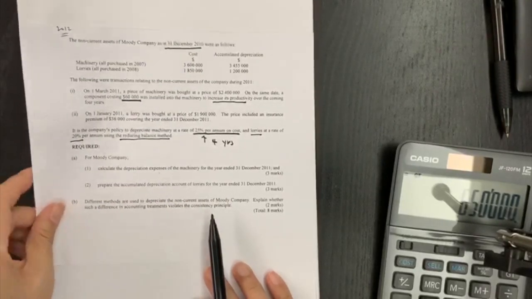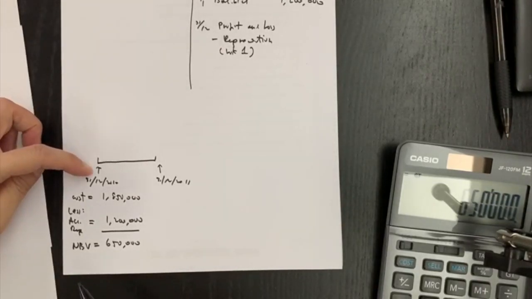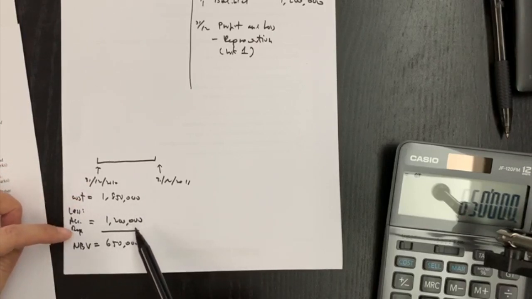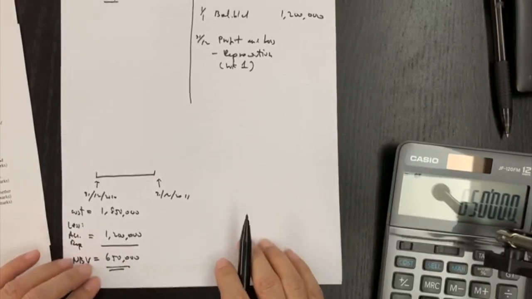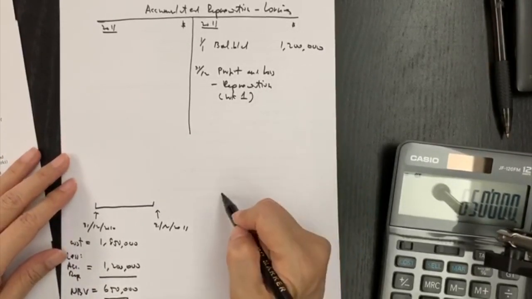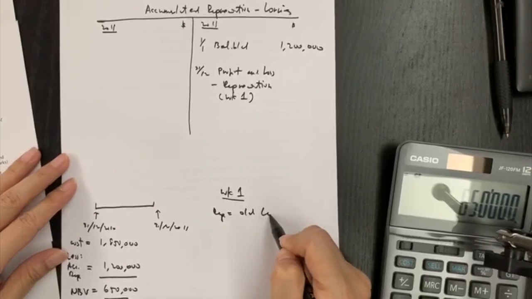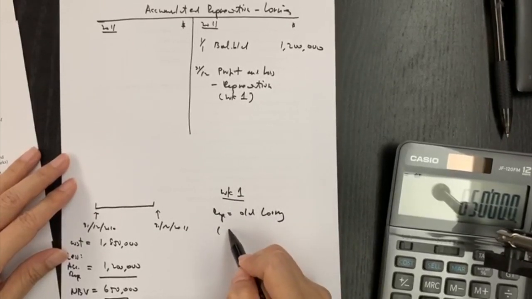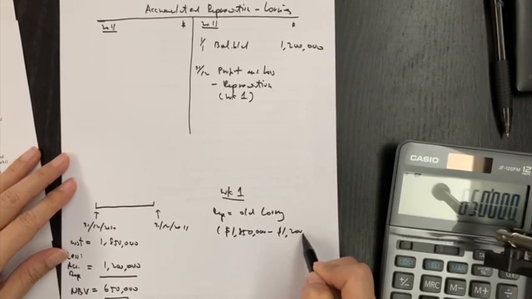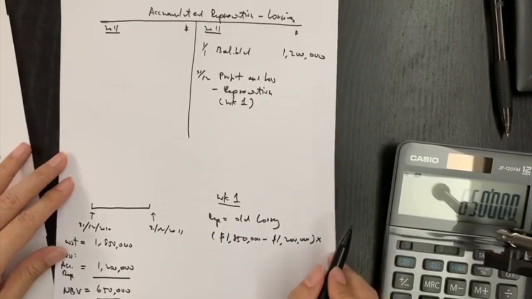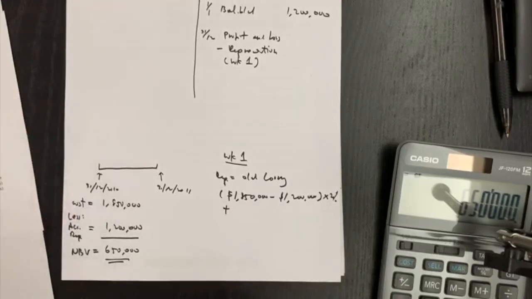Okay, so this is the timeline to analyze the situation. All right, so this is at the beginning. We are given the costs, we are given the accumulated depreciation for the old lorry, so this is the net book value. So I put my workings here. Depreciation for the old lorry will be the net book value, which is the cost minus accumulated depreciation, and then simply times the rate, which is 20%. Okay, plus we also have the new one.